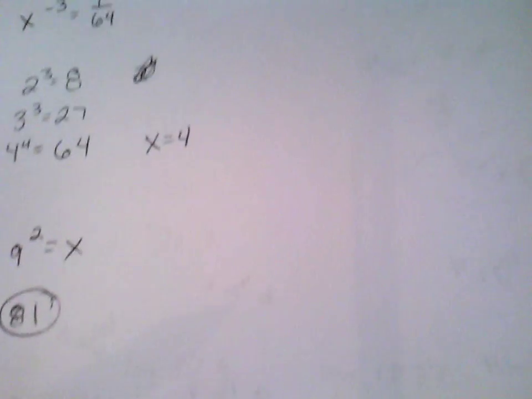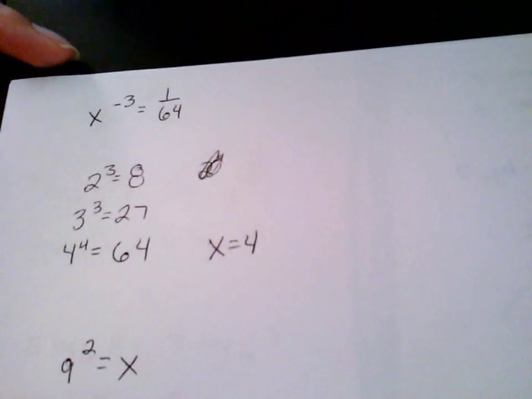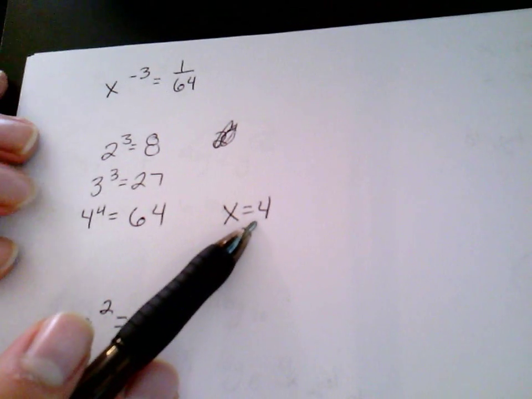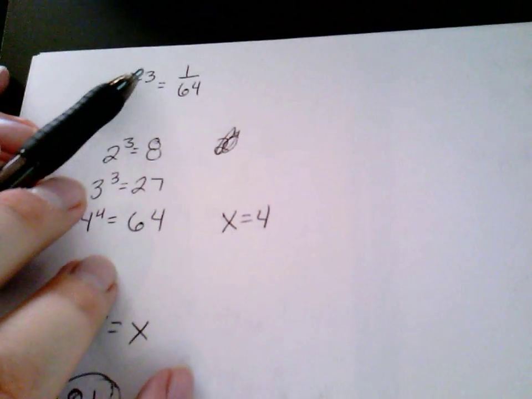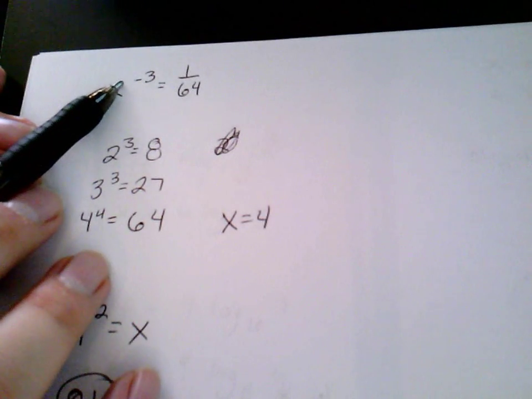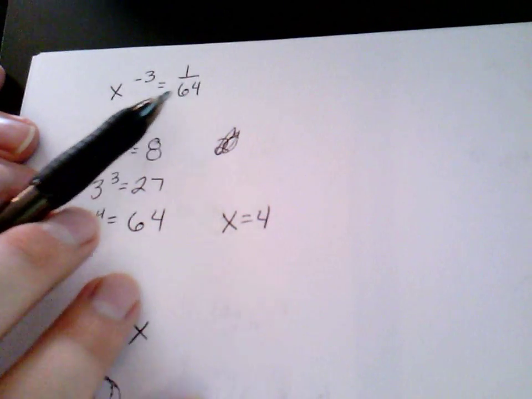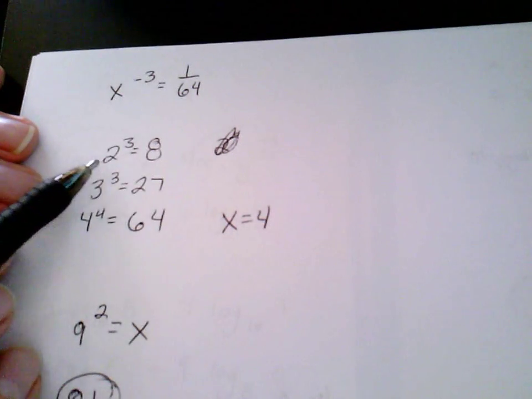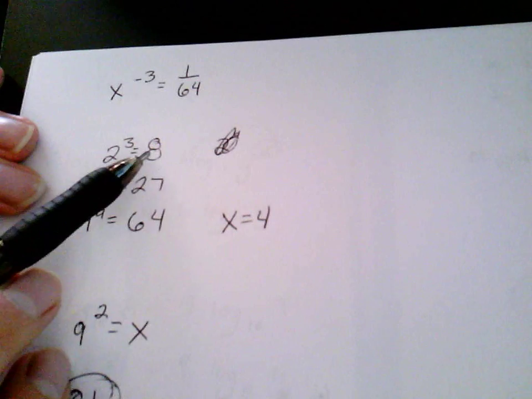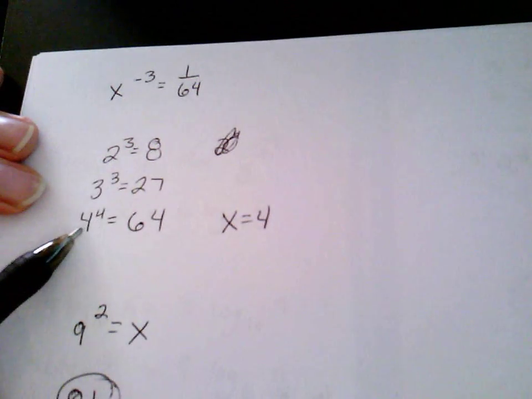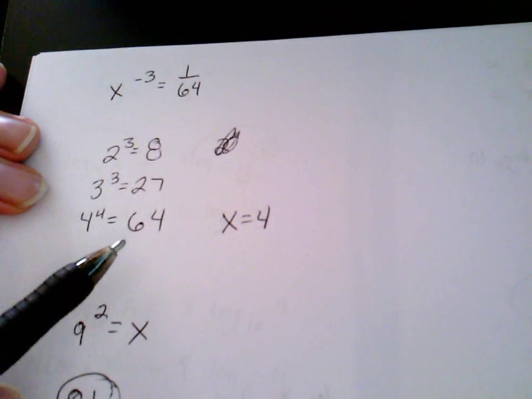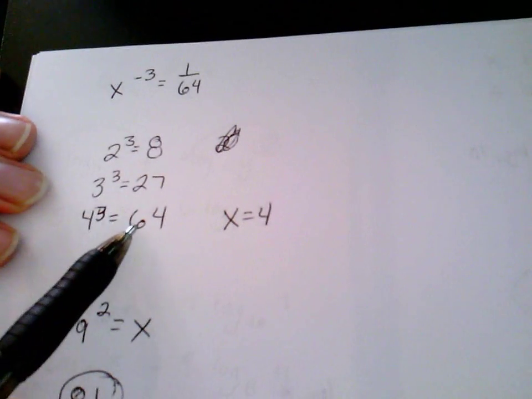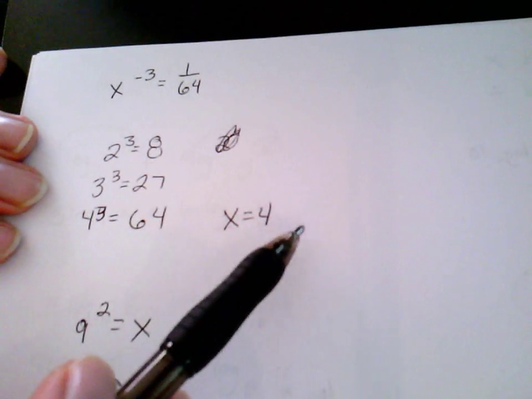So, the answers to the next are like so. We get x equals 4, because that means 4 to the negative third power, because remember, negatives means that we're trying to figure out what's on the bottom, so that means some number to the third power gives me 64. So I figured out 2 cubed is 8, 3 cubed is 27, 4 cubed gives me 64. So that means x equals 4.